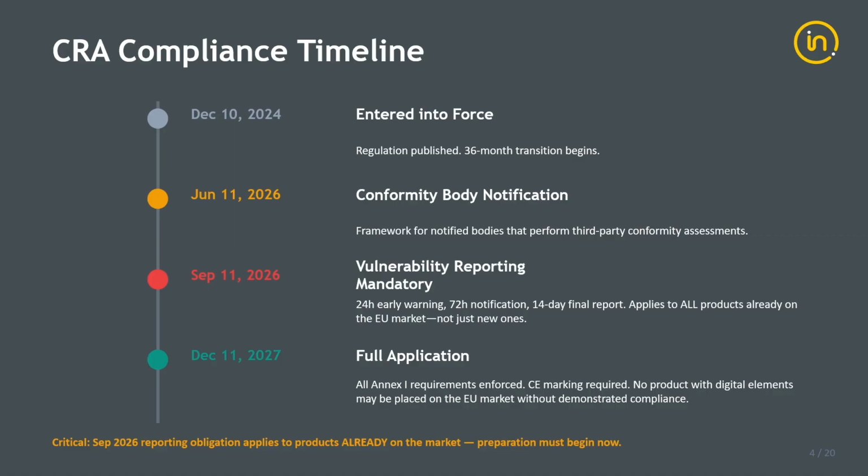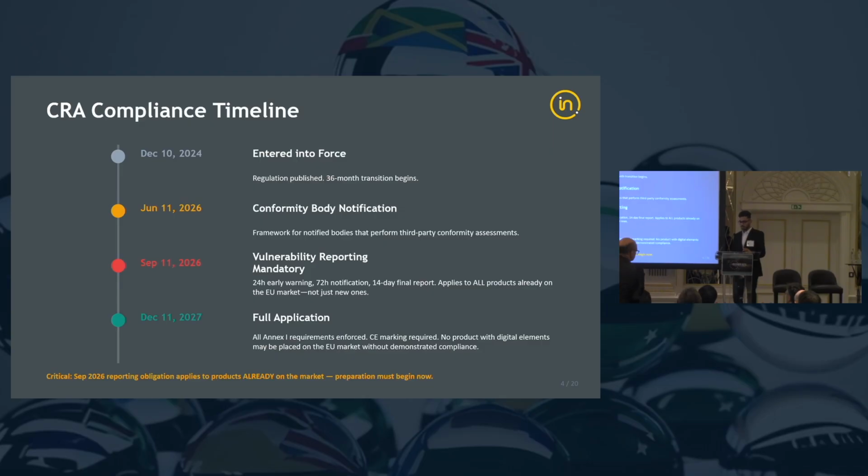This timeline as well, I think most of us already know about this, but the critical portion of this is September 11, 26. I hope everyone remembers this date, because this is the date after which vulnerability reporting becomes mandatory. So your 24-hour early warning, 72-hour notification, the entire thing comes into play. And the critical part is that this applies to all products deployed within the EU market. So this is not just for your new products. If your Linux-based device is deployed in Europe today, you need to have your reporting infrastructure operational by September 26. And if you think it is far away, it is not. So the preparations should begin now.